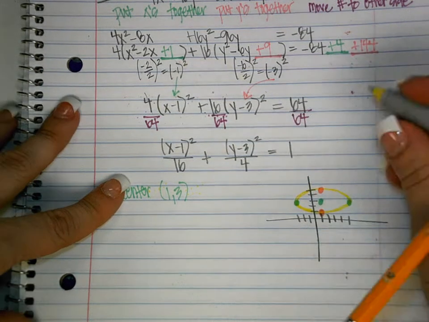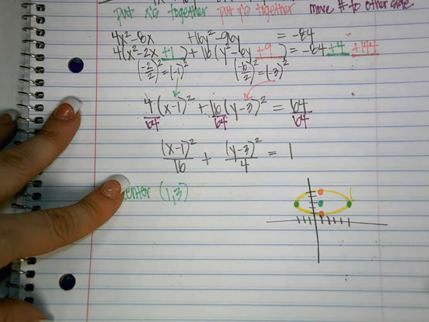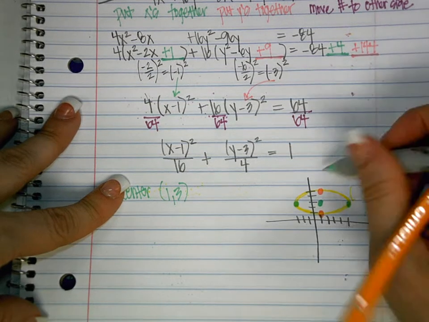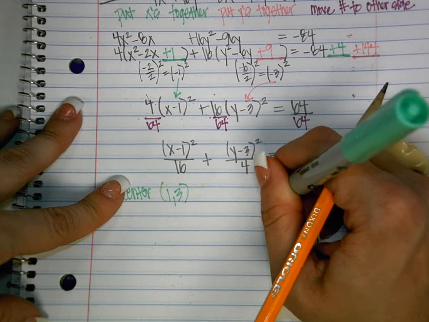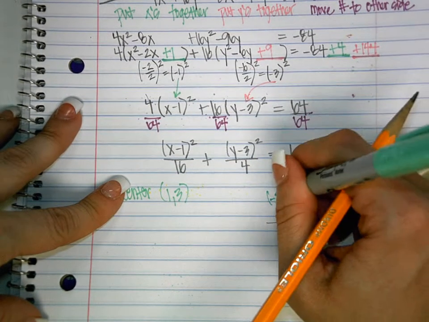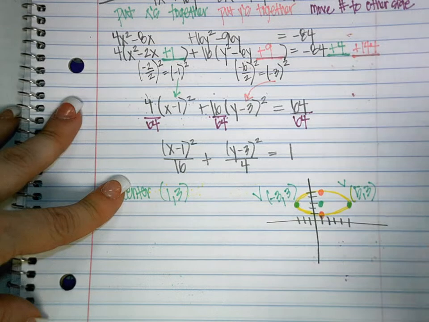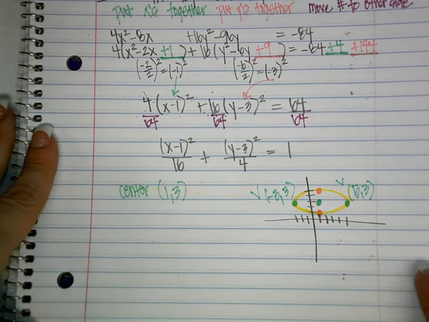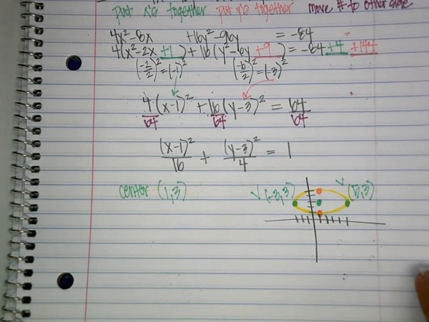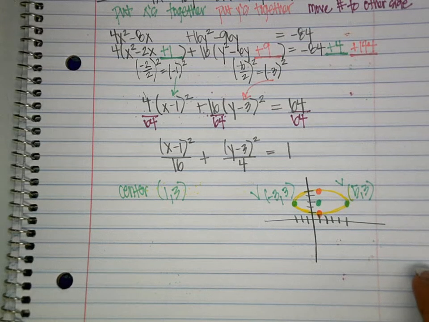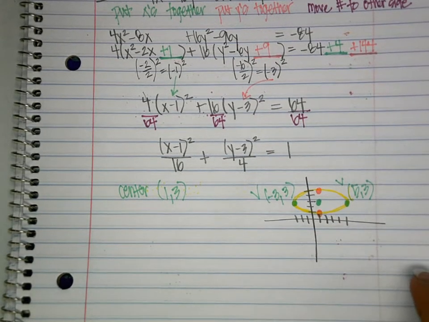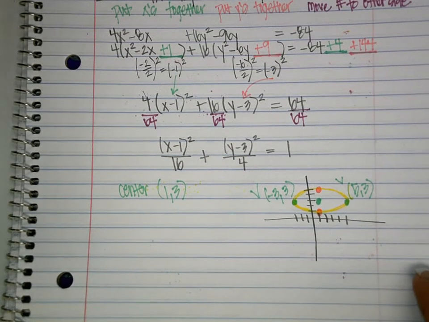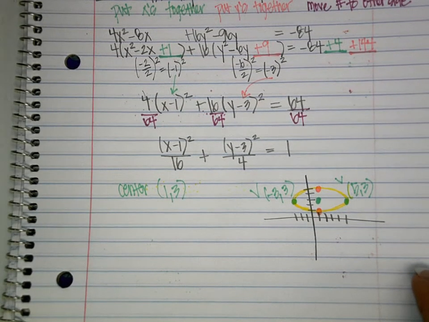So the vertices here would be what? 5, 3 and -3, 3. Those are your two vertices. Anybody have questions on how I did that? I do still have 4 more examples, but they're just going to be the classifying ones, or identifying the equation. Ready?